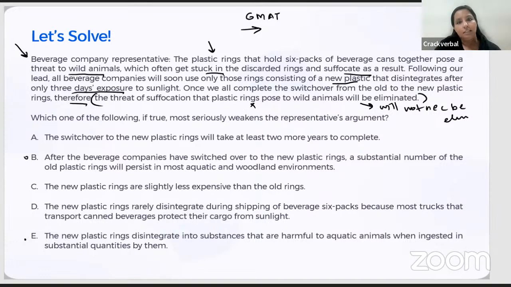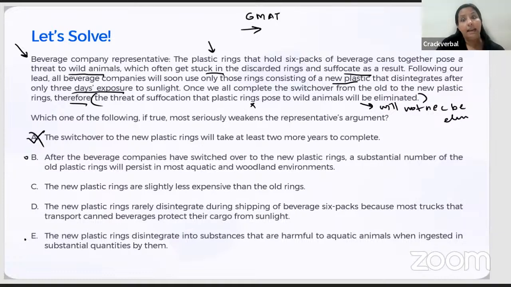Option A says the switchover to new plastic rings will take at least 2 more years to complete. Okay, so this is telling us more information about how long it will take. And how long it will take is not going to help me show that this threat of suffocation will not necessarily be eliminated. This is out.